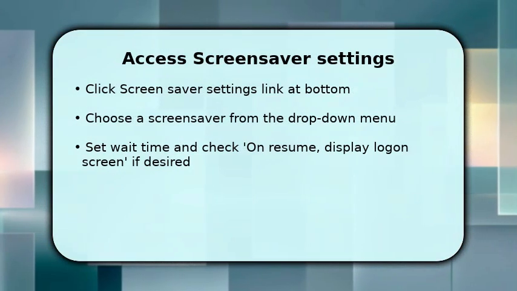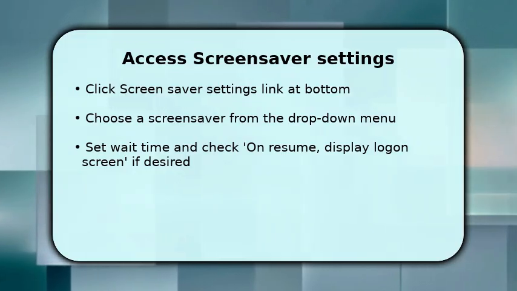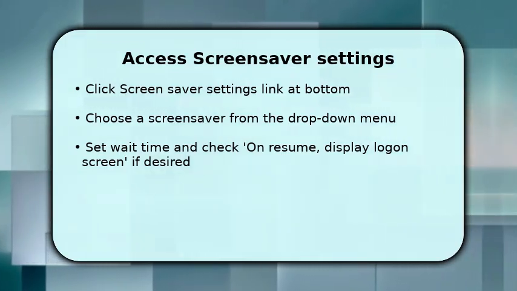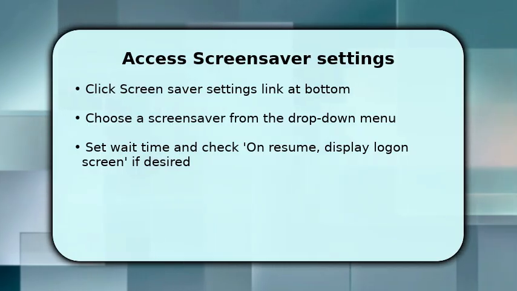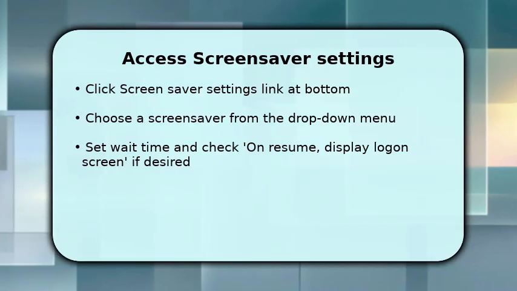Once on the lock screen pane, scroll down and click the Screensaver settings link at the bottom. This opens the classic dialog that Windows still uses. Choose a screensaver from the drop-down, then click Settings if that option appears to customize behavior.